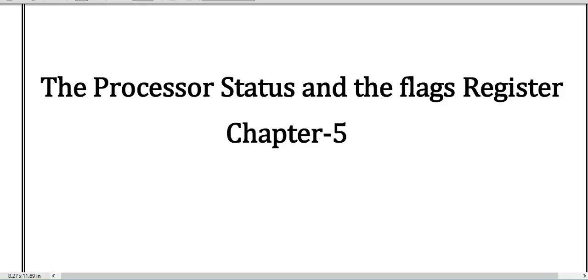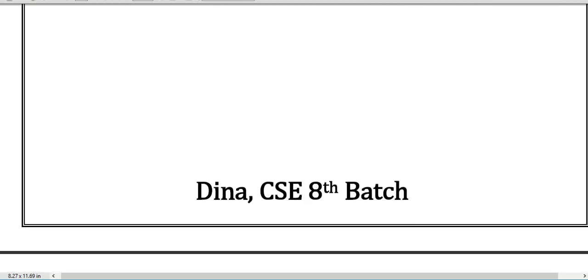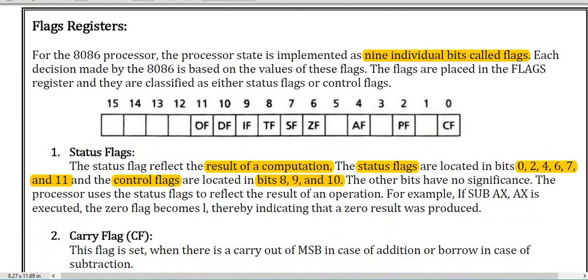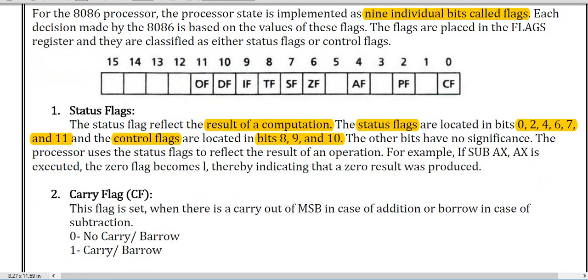Hello everyone. Today we are in chapter 5 and our discussion topic is processor status and the flag registers. The first topic is the flag register. In the 8086 processor we have 9 individual bits which are called flags. The status flag reflects the results of computation. By index we can see here are several flags.